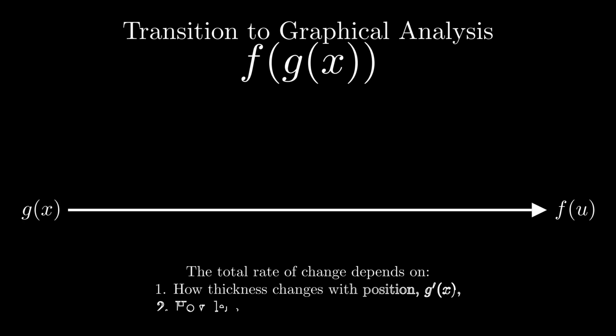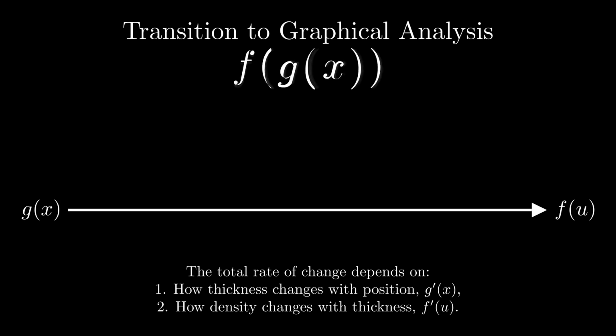To calculate the total change in density as the position changes, we need two pieces. First, how thickness u changes with position x, represented by g prime of x. Second, how density changes with thickness u, represented by f prime of u.